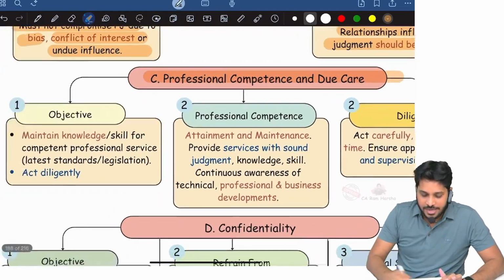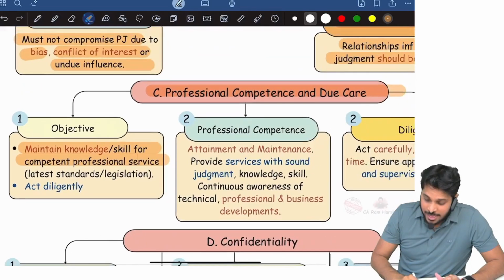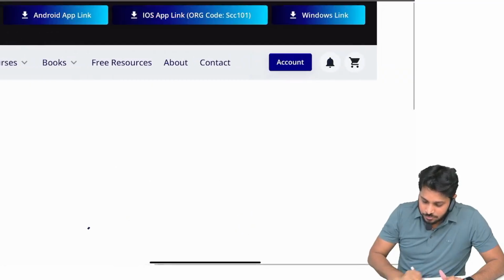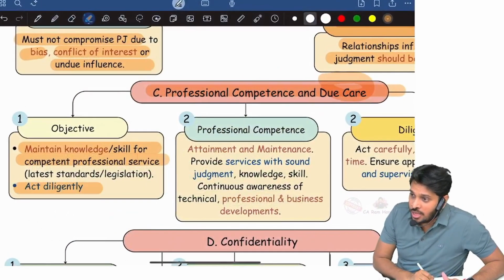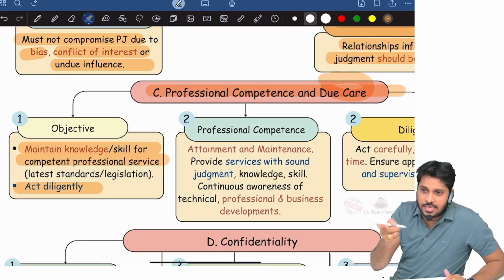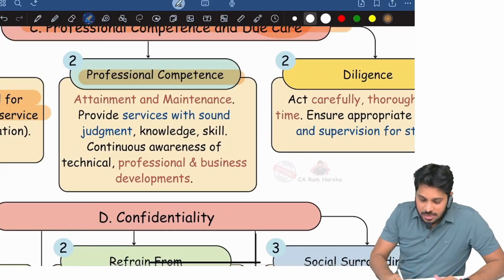Next, competence and due care. Maintain knowledge and skill for professional service. It is your moral responsibility. And due care means you need to act diligently. You need to act diligently. If at all you are not acting diligently, you are guilty of gross negligence. Clause number 7, part number 1, schedule number 2. Next, professional competence.